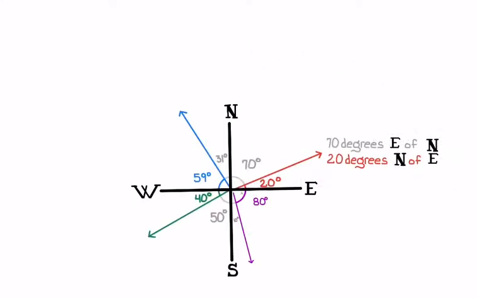I have drawn 3 additional paths for objects to follow. You may want to pause the video and see if you can write down the direction an object is following if they move along the blue vector, the green vector, or the purple vector. And then unpause to check your answers.